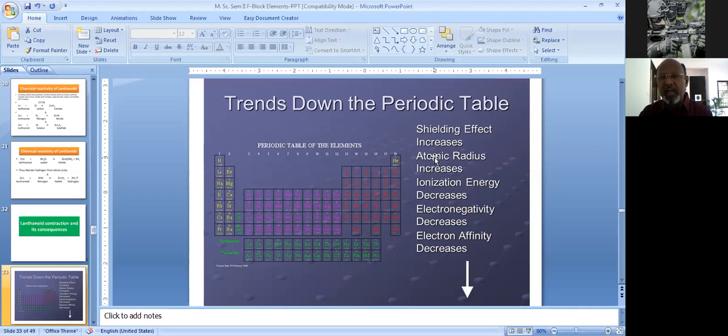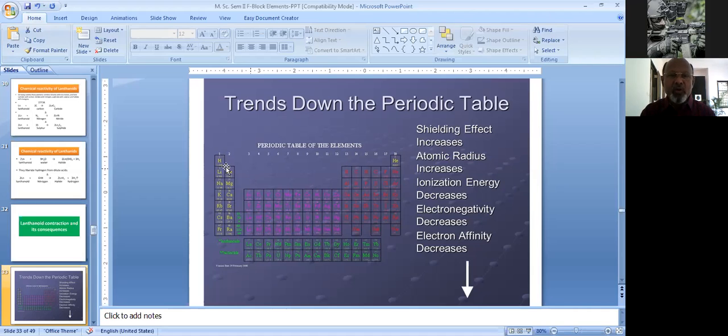Another parameter I have shown here is that as we move from left to right, from lanthanum to lutetium, the shielding effect decreases, and because of the decrease in shielding effect, the valence electrons are gradually pulled towards the nucleus, and hence the size decreases.